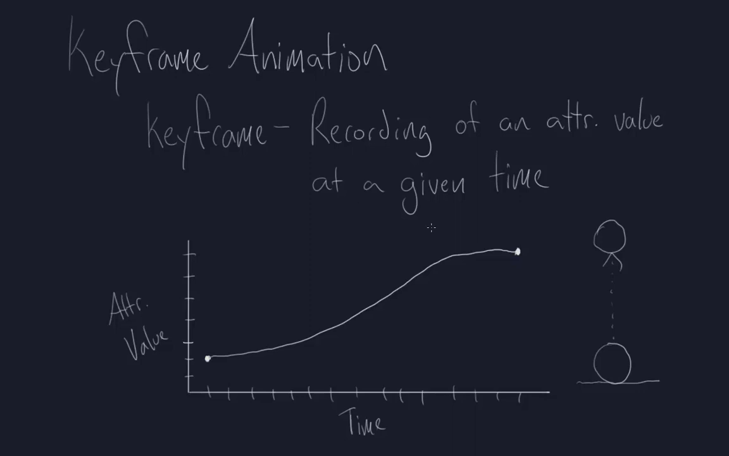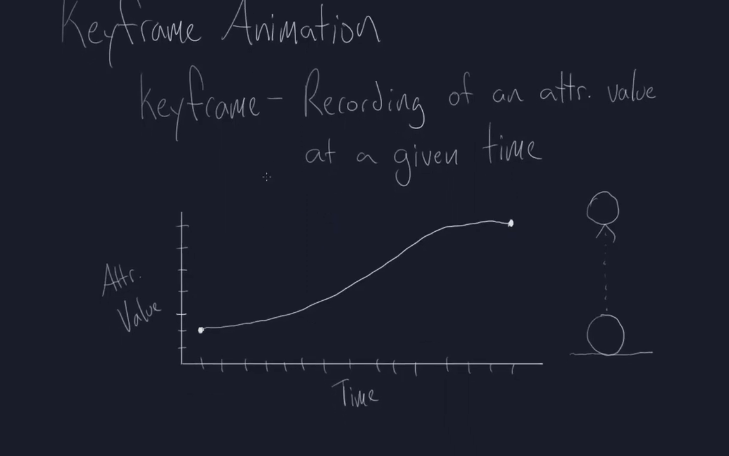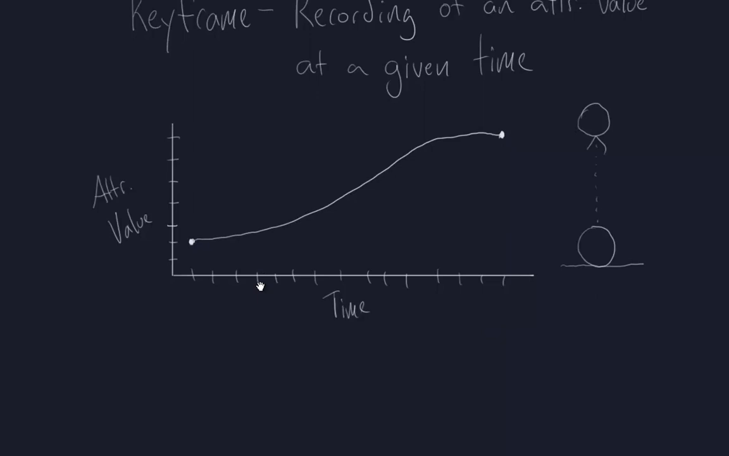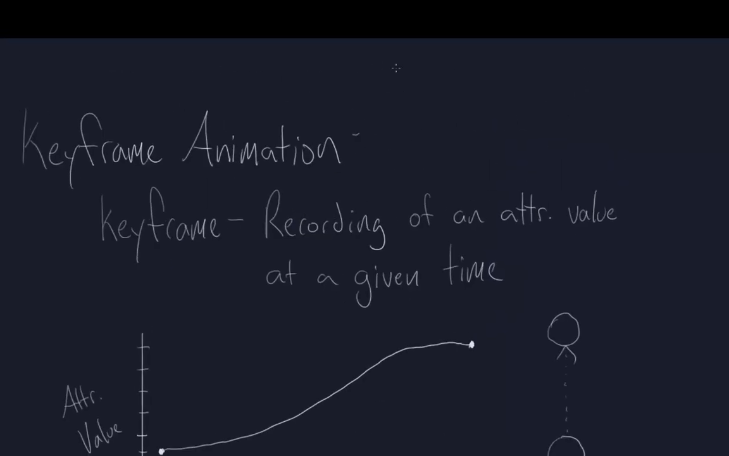Now, this process, this interpolation, and that's going to be an important word in keyframe animation. Keyframe animation is animation created via interpolation between keyframes. So again, you only have to give a minimum amount of information, and the computer will do the rest of the work.